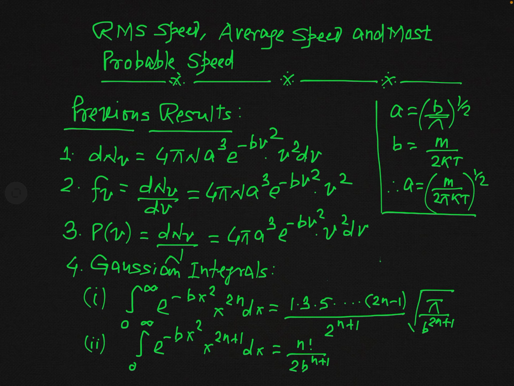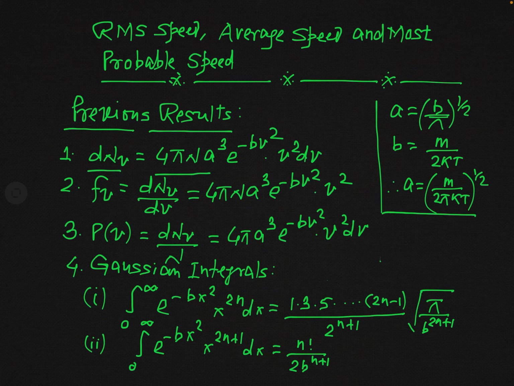The first result which I have mentioned here is actually the Maxwell's law of distribution of molecular speed, and this mathematically it is expressed as dn_v equal to 4 pi n a cube e raised to the power minus b v square times v square dv.